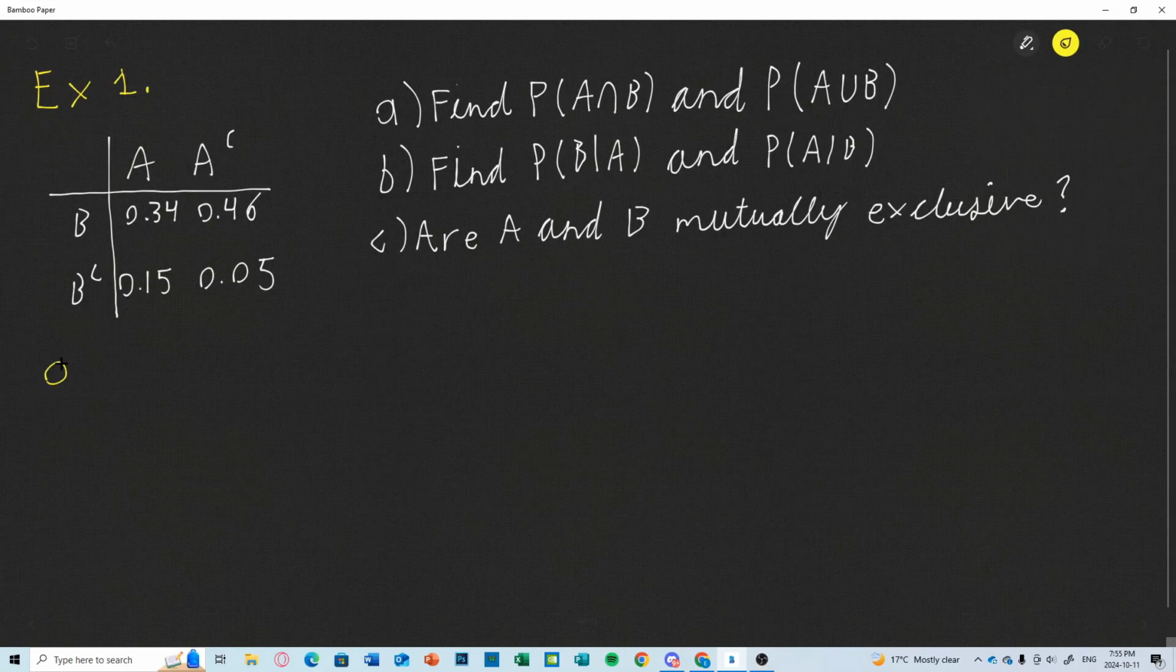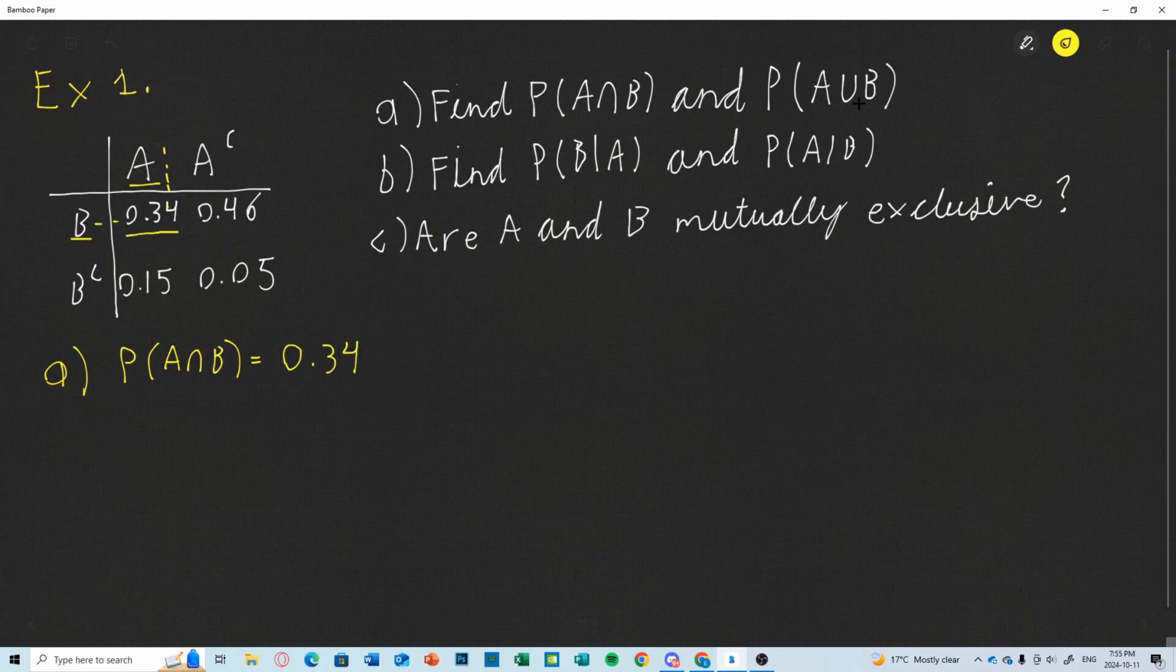For question A, we're going to start off with the probability of A and B, because that's an easy answer. All you have to do is look at your chart, find B, find A, and see where their lines overlap. If you notice, A passes through 0.34, and so does B. So our probability of B and A is 0.34.